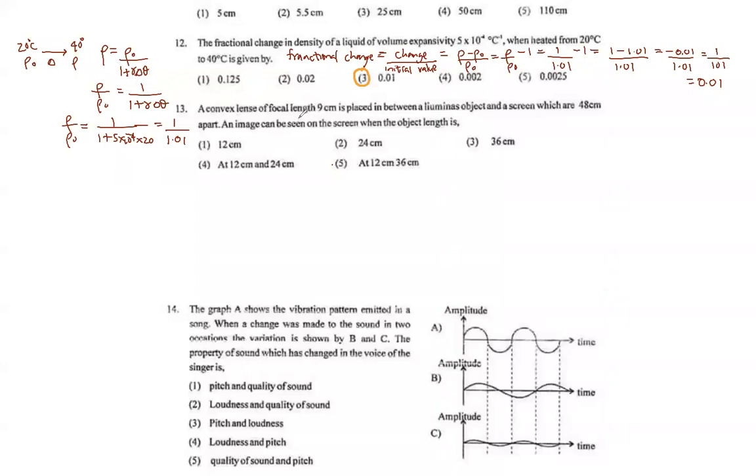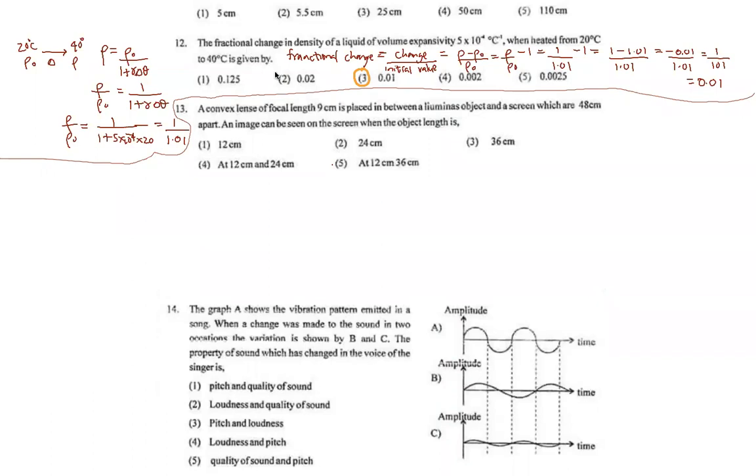Okay. Then the 13th one. A convex lens of focal length 9 cm is placed between a luminous object and a screen which are 48 centimeters apart. An image can be seen on the screen when the object distance is. All right, let me check it out. Okay. Right, next question. But before we go to the next one, let's separate the territory for this. So this is the explanation for question number 12. Done. Now question number 13.